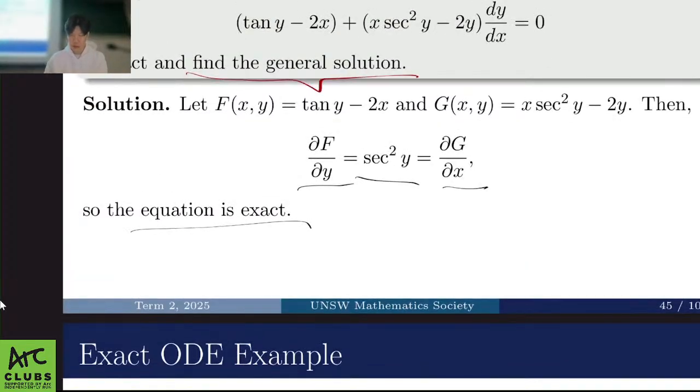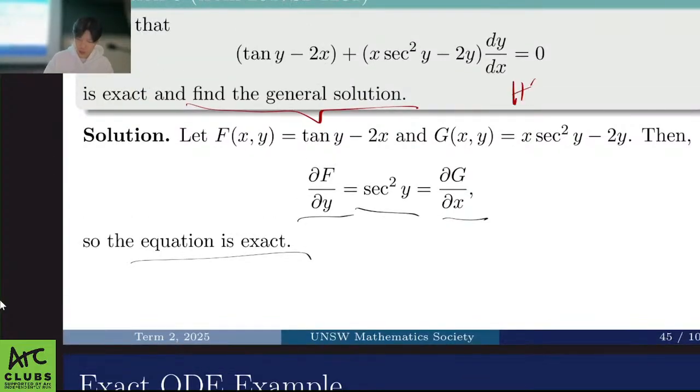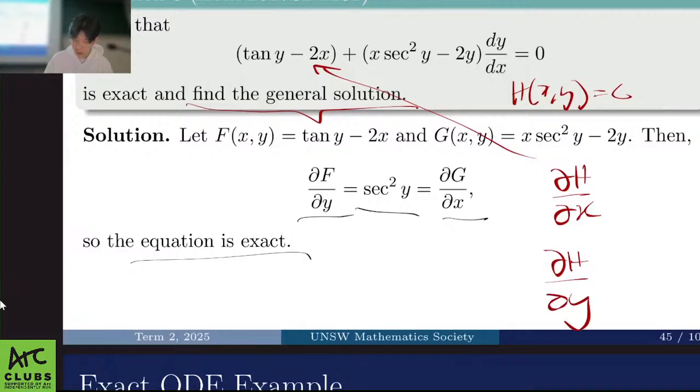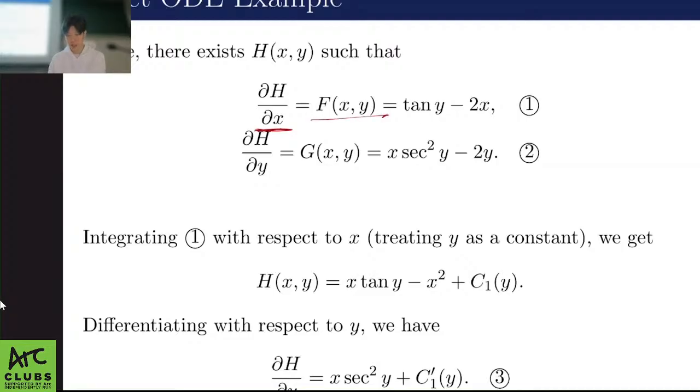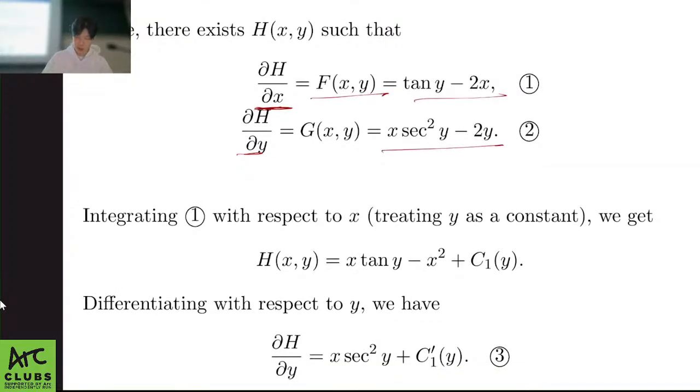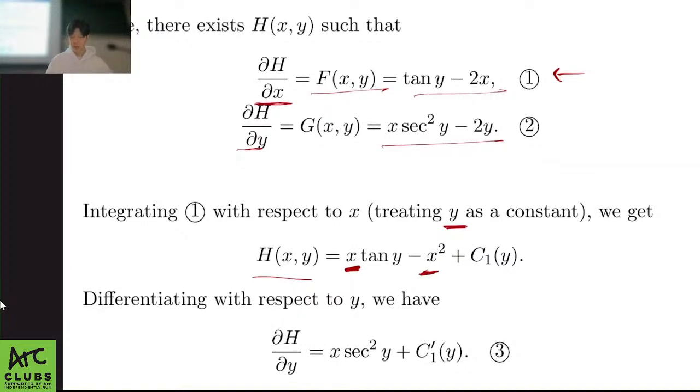Now I want to find the general solution, so remember, the general solution h(x,y) equals c works. When partialing this with respect to x, we get f back, and partialing this with respect to y, we get g back. And the way we can do it is we can integrate this side, so it's going to give me h(x,y) back, but we integrate it treating y as a constant. Since tan y is a constant, to integrate a constant, we just put an x in front of it, minus 2x becomes minus x squared, and we have a constant.